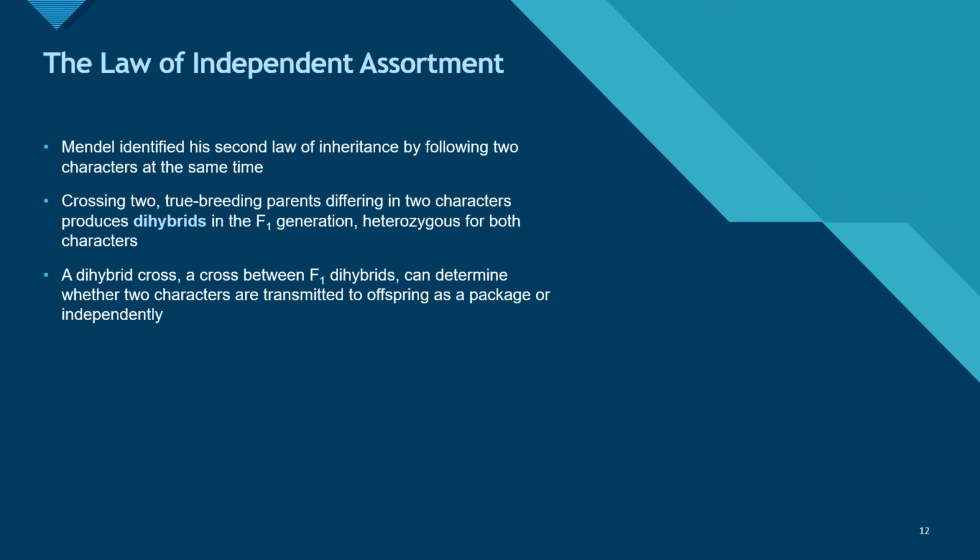So now we can start looking at the law of independent assortment. So what this means is that Mendel identified his second law of inheritance by following two characters at the same time, crossing two true breeding parents differing in two characters, producing dihybrids in the F1 generation, heterozygous for both characters. So a dihybrid cross is a cross between the F1 dihybrids, which can determine whether two characters are transmitted to offspring as a package or independently.